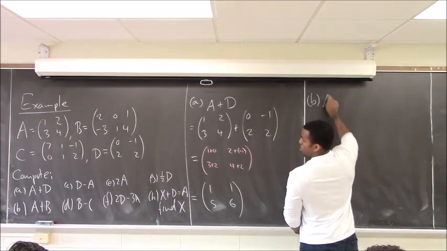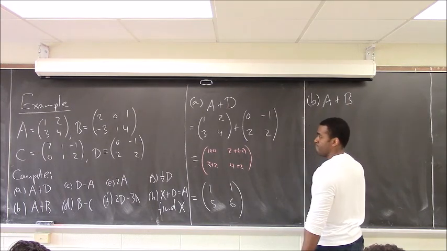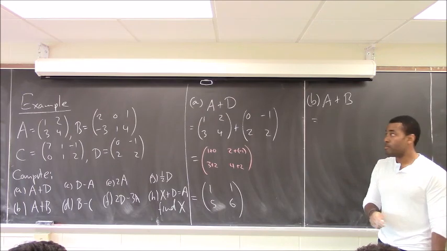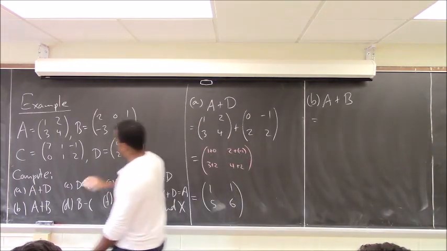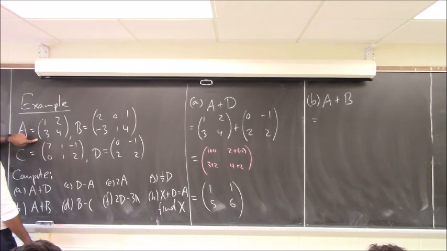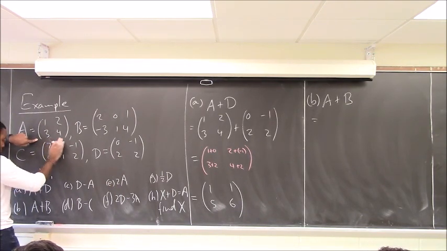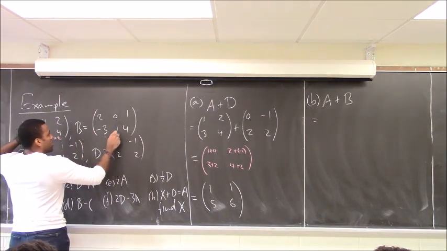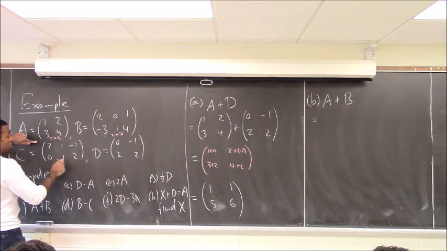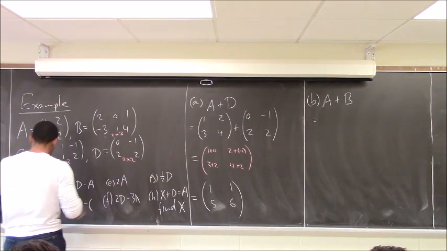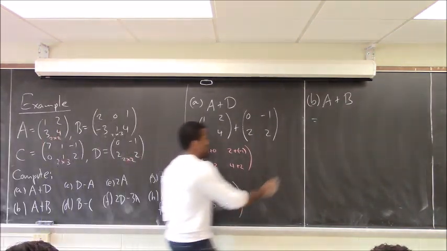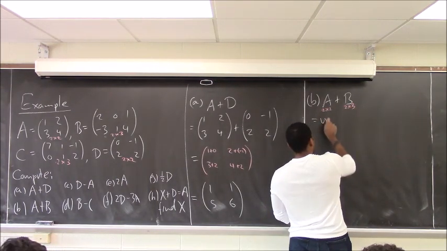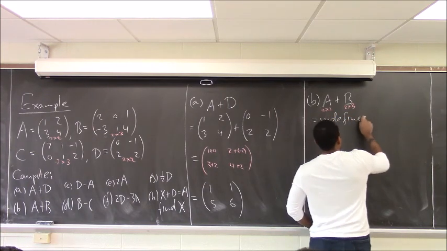B. What is A plus B? So A here, what size is this? This is a 2 by 2. Let me write these down. So A is a 2 by 2, B is a 2 by 3. Because this is a 2 by 2, that is a 2 by 3, they cannot be added together. So this is undefined.